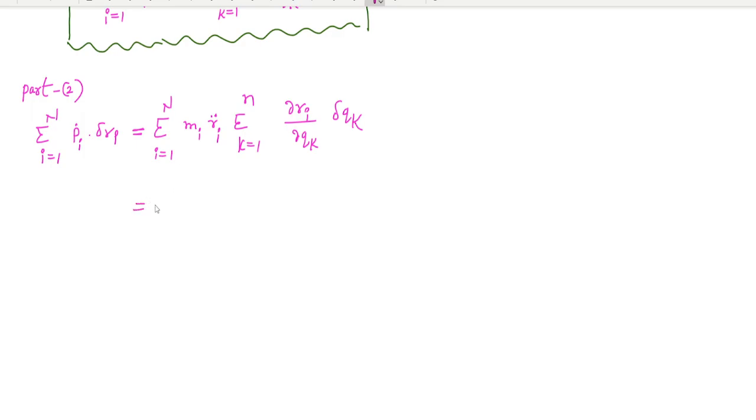So for our simplification purpose, summation k equal to 1 to n, summation i equal to 1 to capital N, m i r double dot i dou ri divided by dou qk. I'm going to put one bracket like this, like we derived in part 1, delta q. So here this is our bracket term. Just simplify this bracket term.